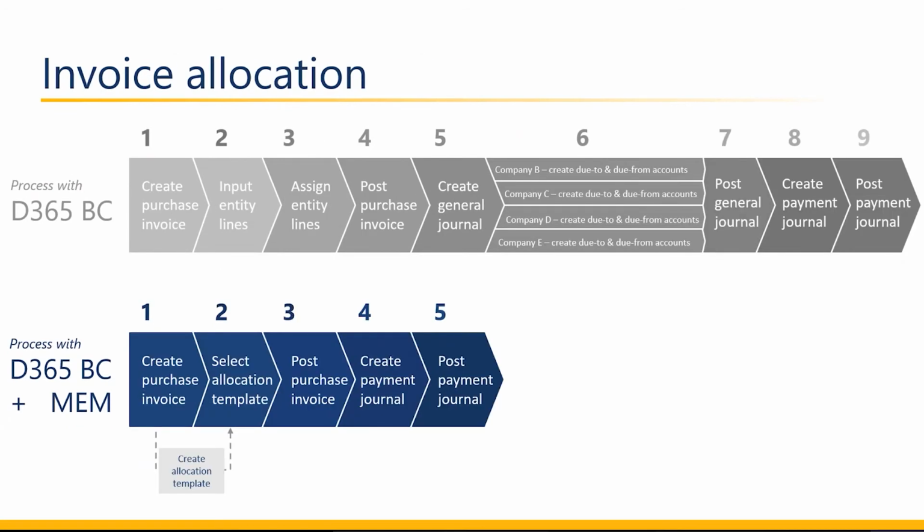And likewise with the invoice allocation. So this again is really the other major selling point. And you'll see, in those middle processes on the top part with just native Business Central, being able to cut out that step 6, especially with having those multiple companies and making sure that all those allocations are correctly input and correctly attributed to all those companies on both ends of the transaction.